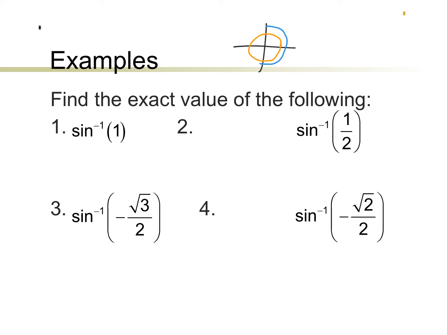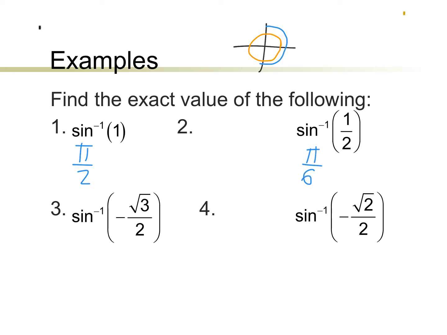We want the sine inverse of 1. Well, that's going to occur at pi over 2. The sine inverse of 1/2, that'll occur at pi over 6. Both of these values are still within the restricted domain of negative pi over 2 to pi over 2. But this next one isn't.